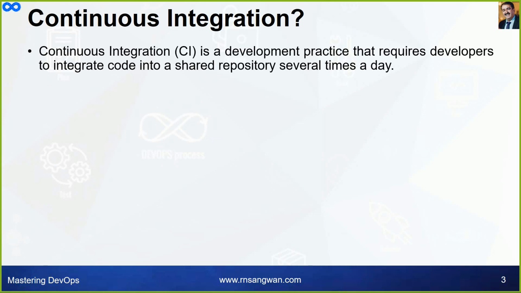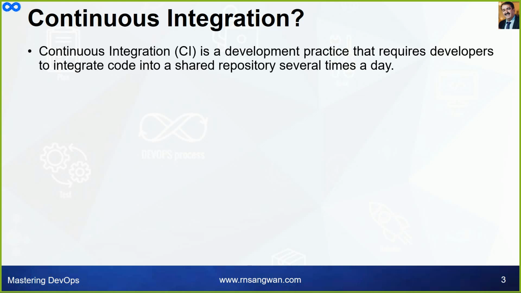CI, continuous integration. We learned that yesterday in detail. Continuous integration is a development practice that requires developers to integrate code into shared repositories several times a day. So what we need from Jenkins is that Jenkins should periodically pull the code from the repository based on cron, meaning a specific period, after every 15 minutes, after every hour or whatever, or by using a polling method, where only if there is a change in the repository, then pull.